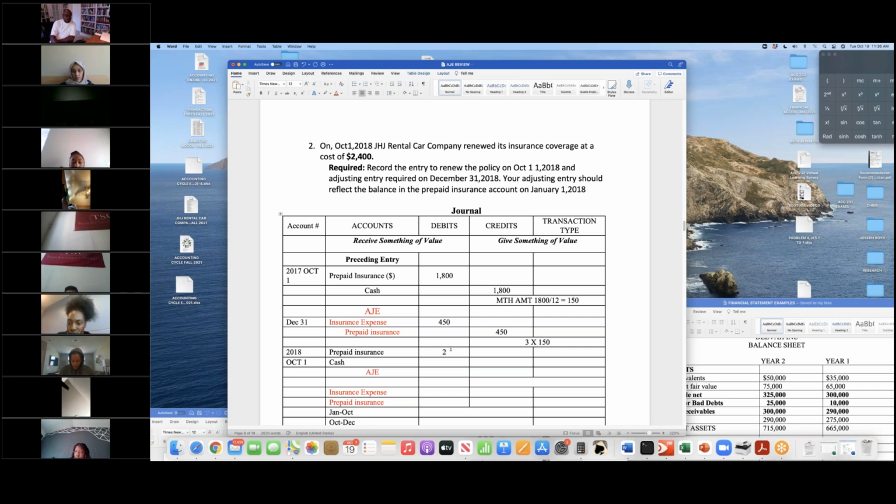You're going to debit prepaid insurance for the $2,400 and credit the cash for $2,400? That's correct.